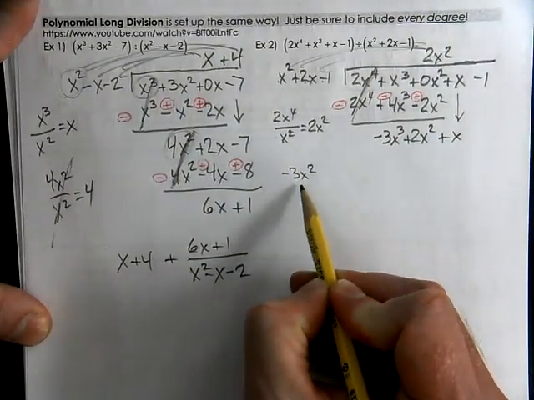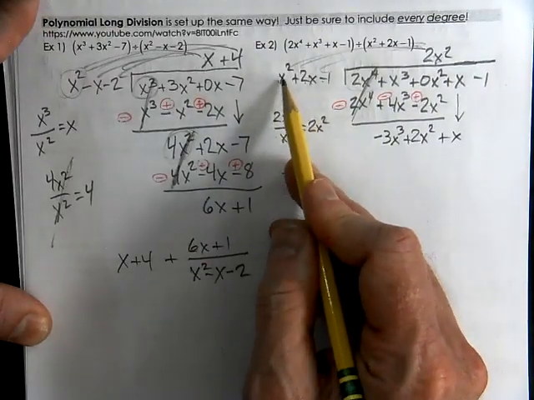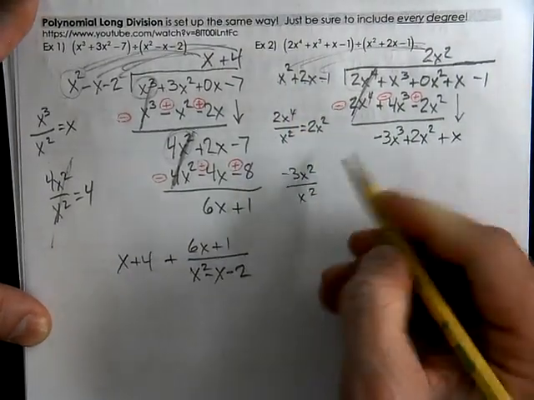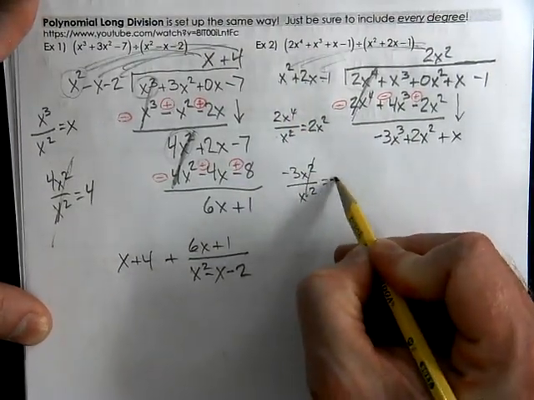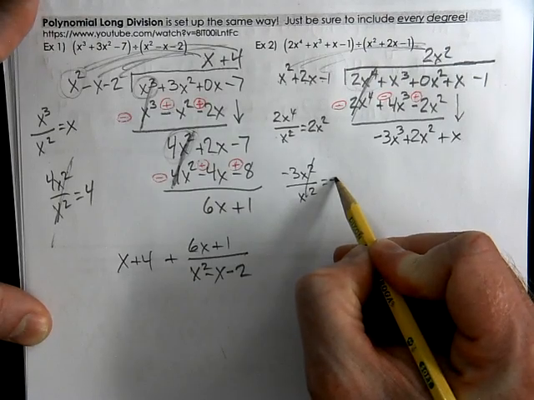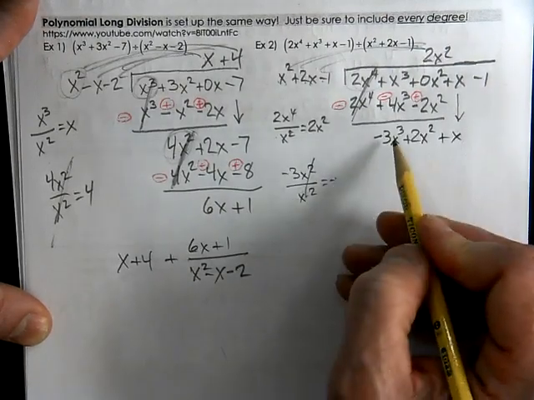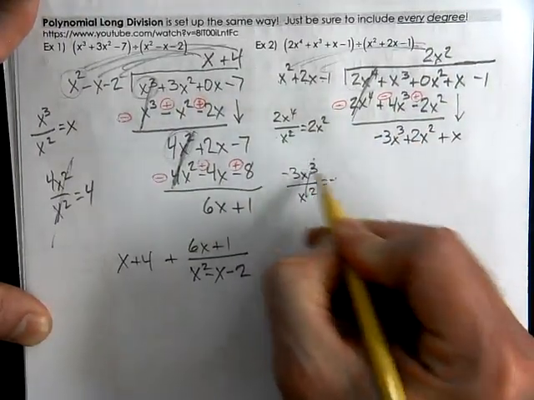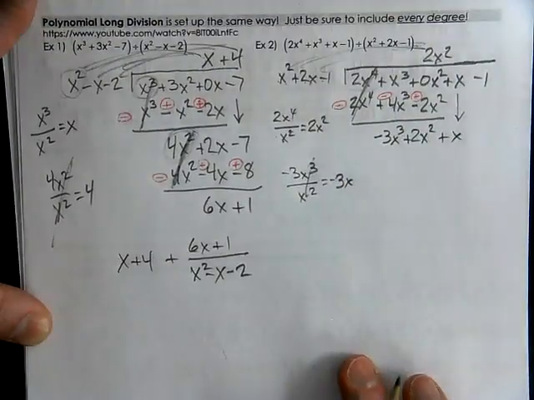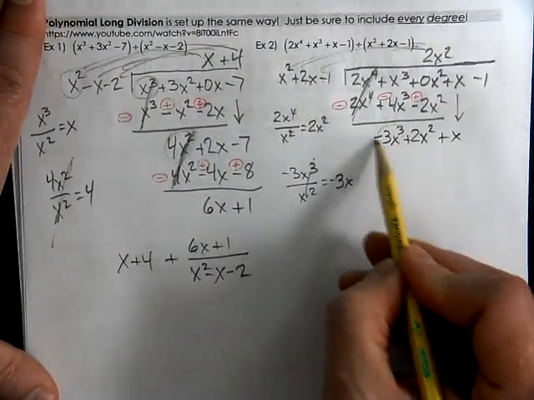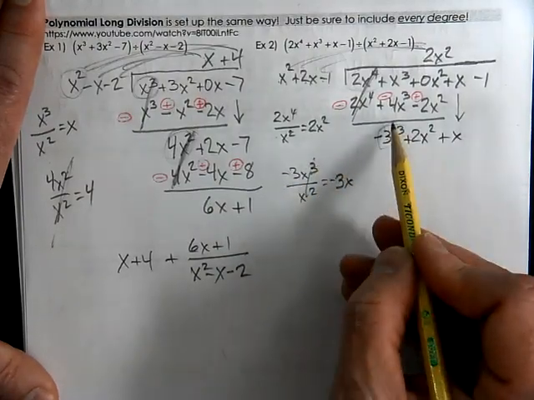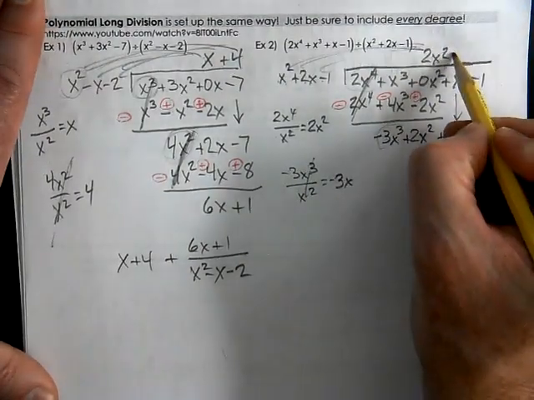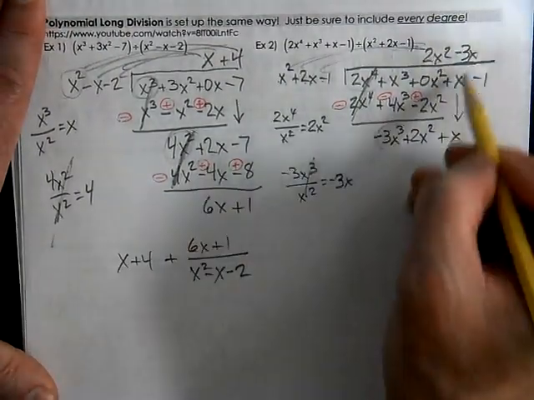Negative 3x squared divided by our largest term, x squared. That's going to give us negative 3. Right, I'm sorry, this should be 3x cubed. Should give us negative 3x. That's our largest term, needs to be here as negative 3x cubed divided by x squared. So we put down a negative 3x.